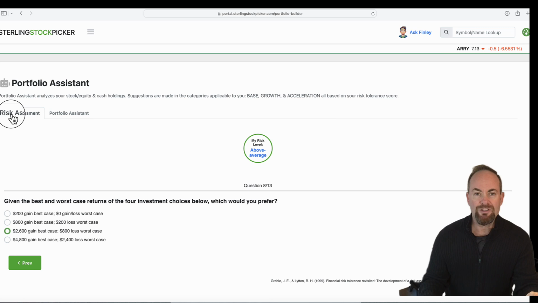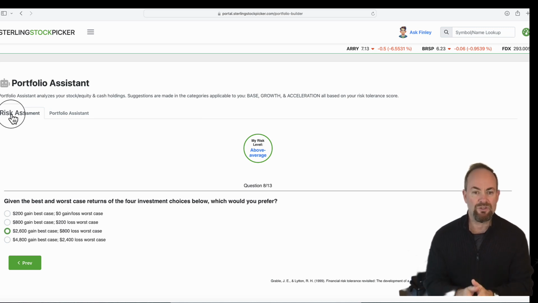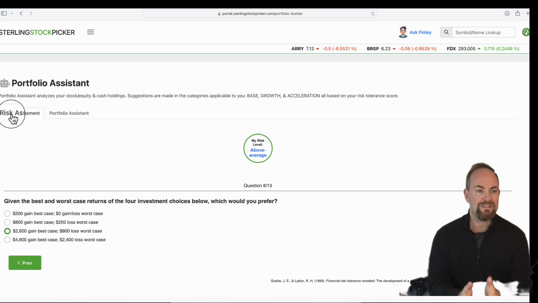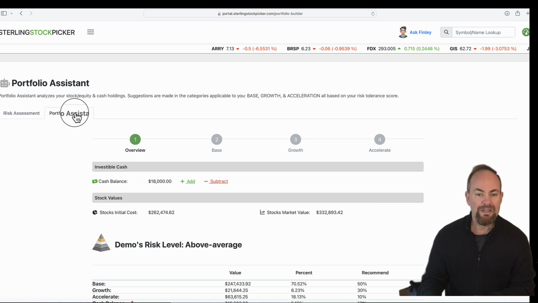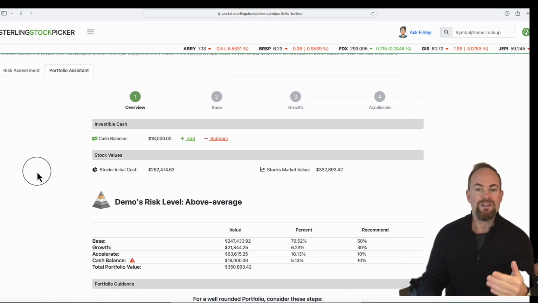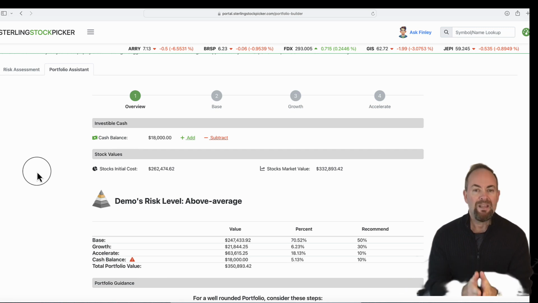It's 13 questions. If you haven't had the opportunity to answer them yet, please do this now because it's critical for the Portfolio Assistant to work. Once you've answered those questions and you know your risk level, head over to the Portfolio Assistant by clicking the Portfolio Assistant tab, and you'll notice that you come to a page that for you probably is blank.